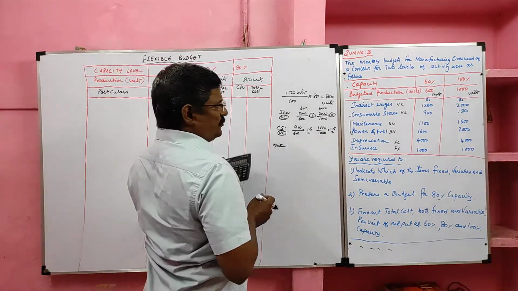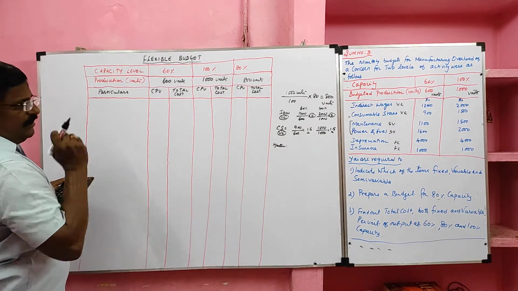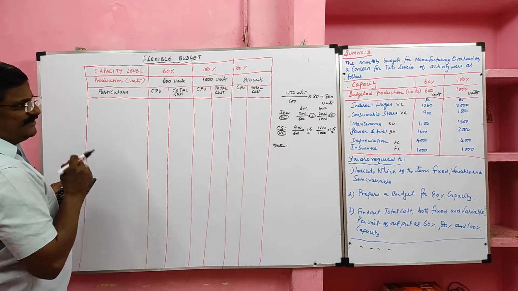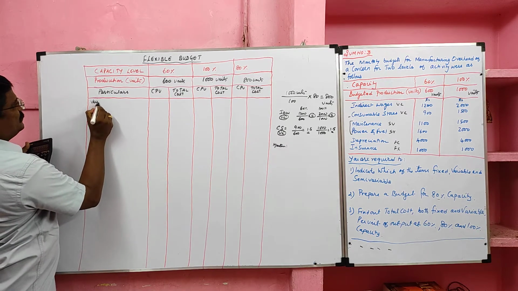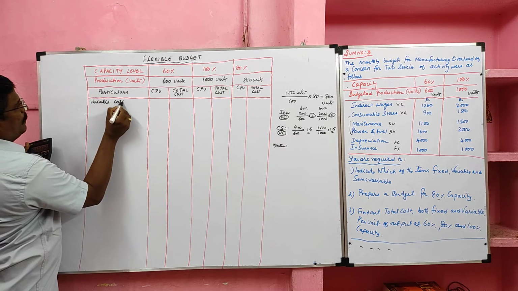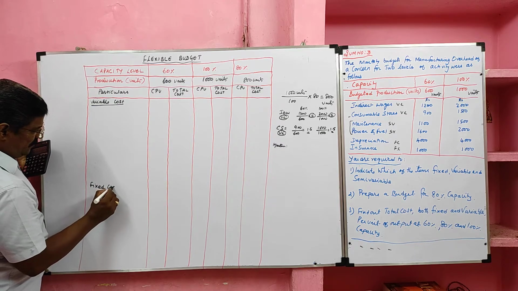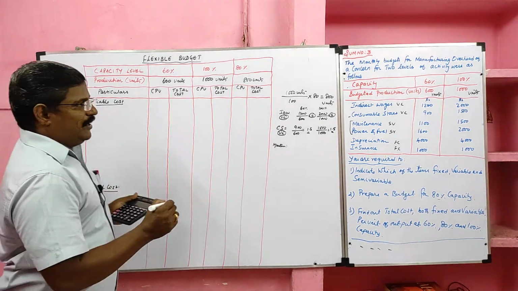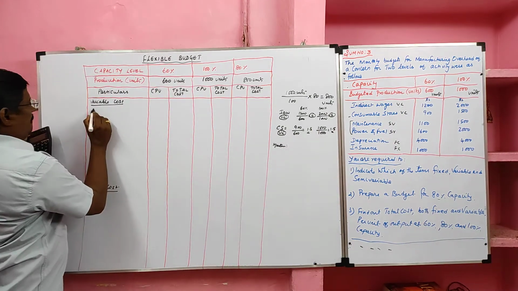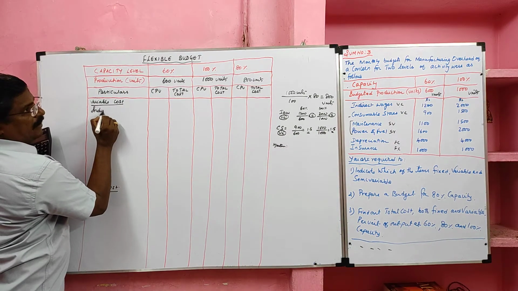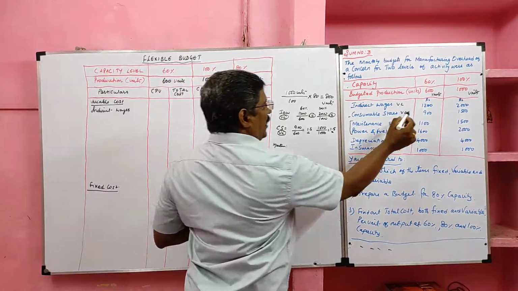Okay, now I am going to solve the problem. Look at the problem. I am going to ascertain the fixed cost, semi-variable and fixed cost. The total cost should be divided into two parts, namely variable cost and fixed cost. First one, indirect wages, I said variable cost.